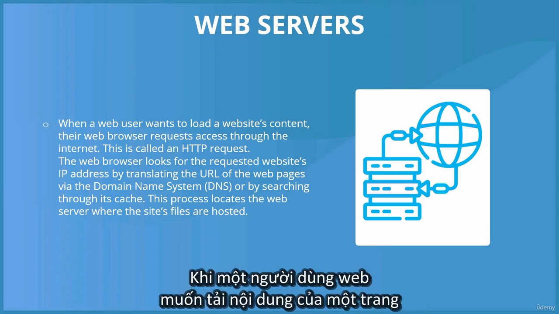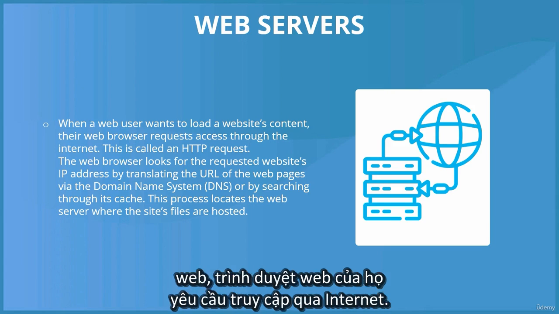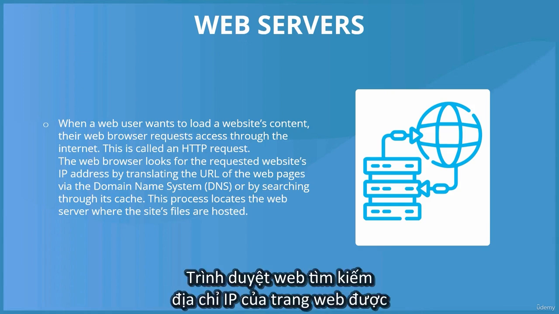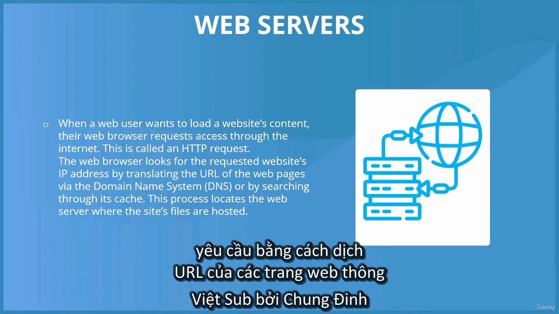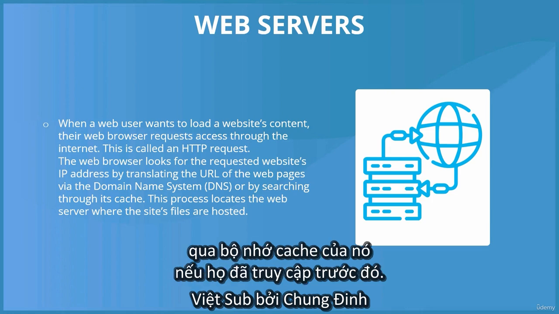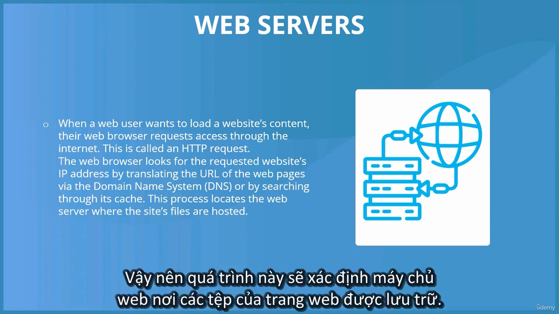Step 1. When a web user wants to load a website's content, their web browser requests access through the internet. This is called an HTTP request. The web browser looks for the requested website's IP address by translating the URL of the web pages via the domain name system, DNS, or by searching through its cache if they've been there before. This process will locate the web server where the site's files are hosted.